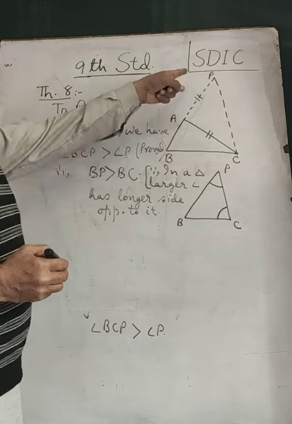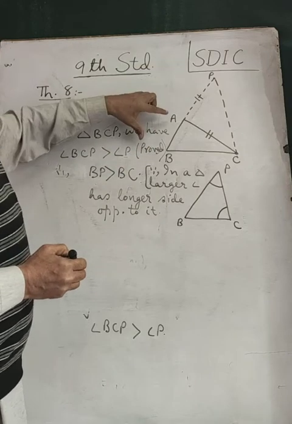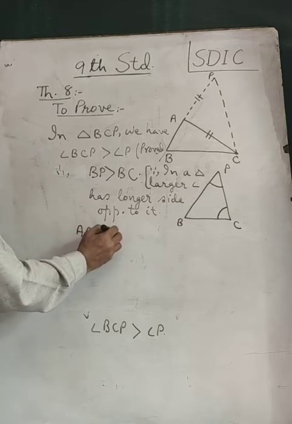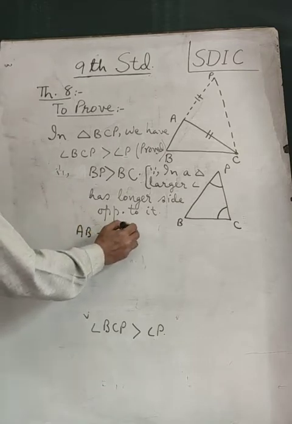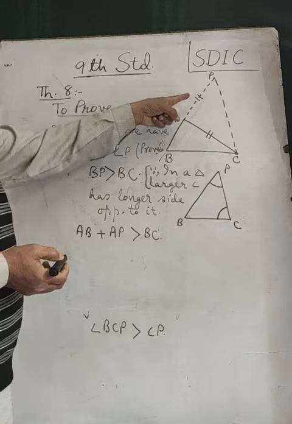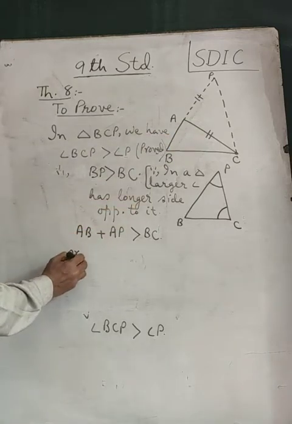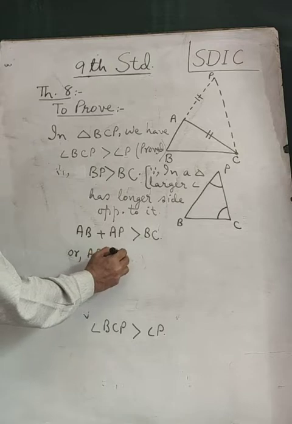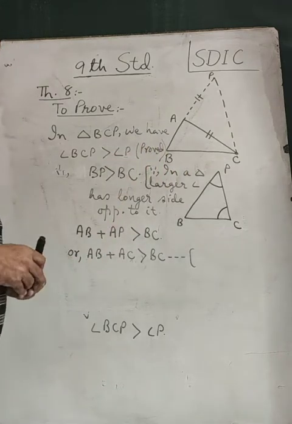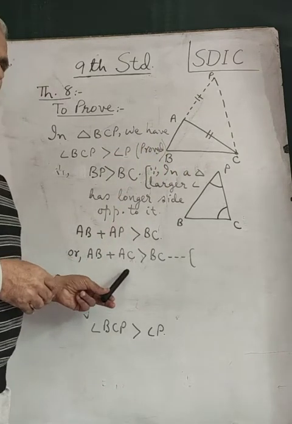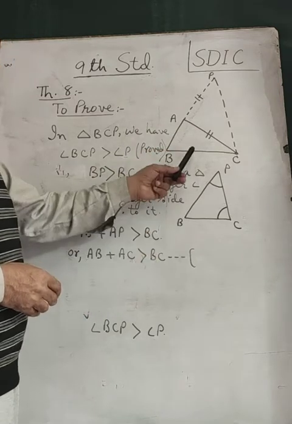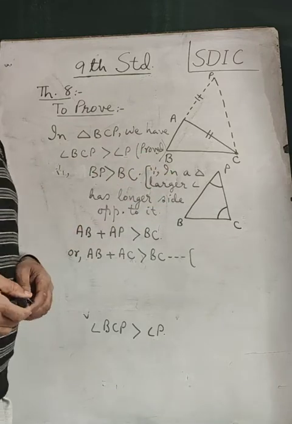Now this BP will split. In the figure, this BP is the sum of two parts, AB plus AP. Together these make BP larger than BC. And then apply the construction. AP we have made equal to AC. AB plus AC is larger than BC. We have used the construction here, and that proves the result of the theorem. AB and AC are the two sides of the triangle. Their sum is larger than the third side, BC. That completes the proof of this theorem number 8.